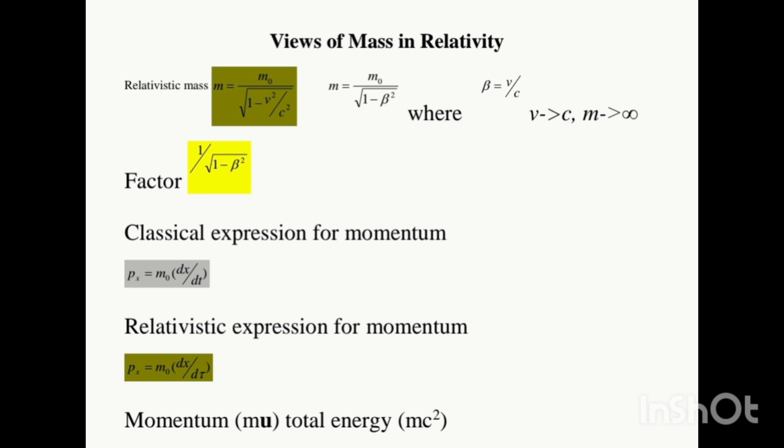However, we can choose to regard the mass as an invariant scalar quantity which gives the inertial property of a body. Then in the relativistic expression for momentum, we connect the factor 1 upon root under 1 minus beta square with the ordinary velocity instead of with the mass. That is, we can write p_x equals m_0 dx/d tau, in which dx/d tau is the x component of a relativistic velocity. Here, the mass m_0 is an invariant, and the proper time interval d tau is also an invariant.